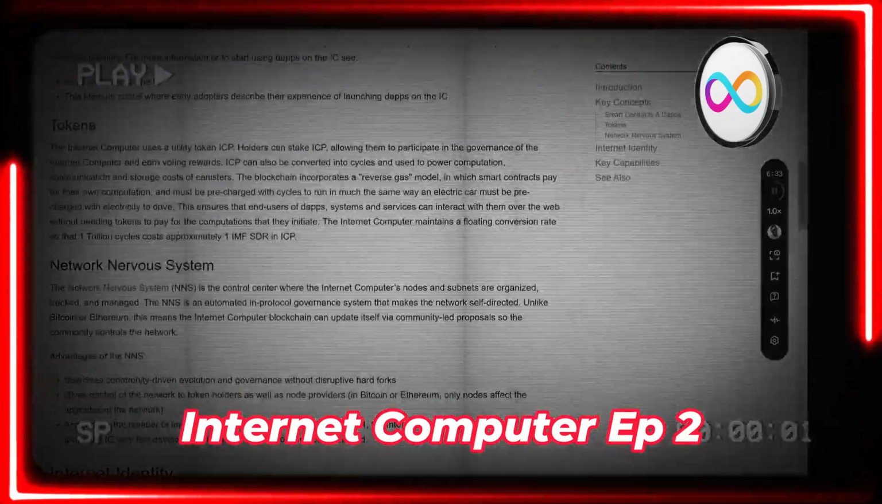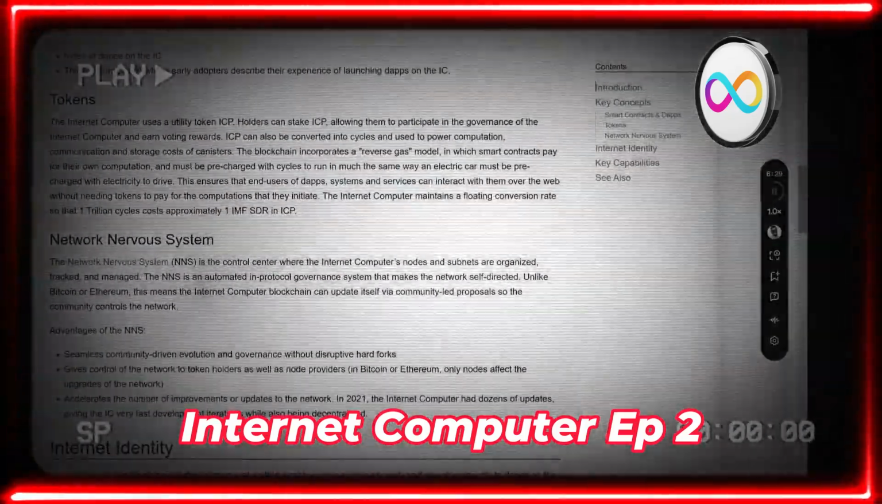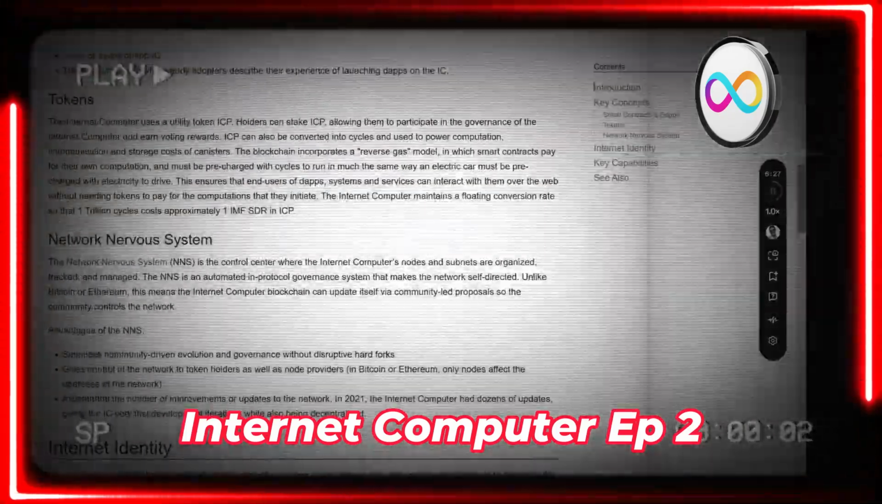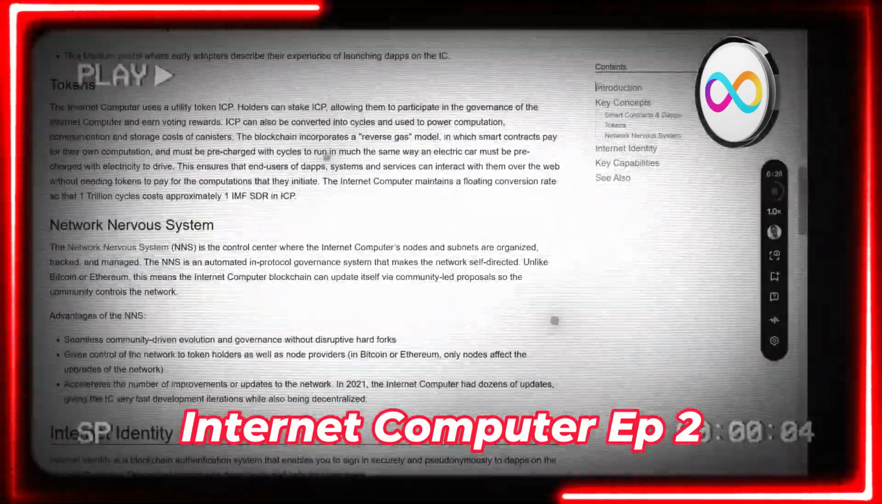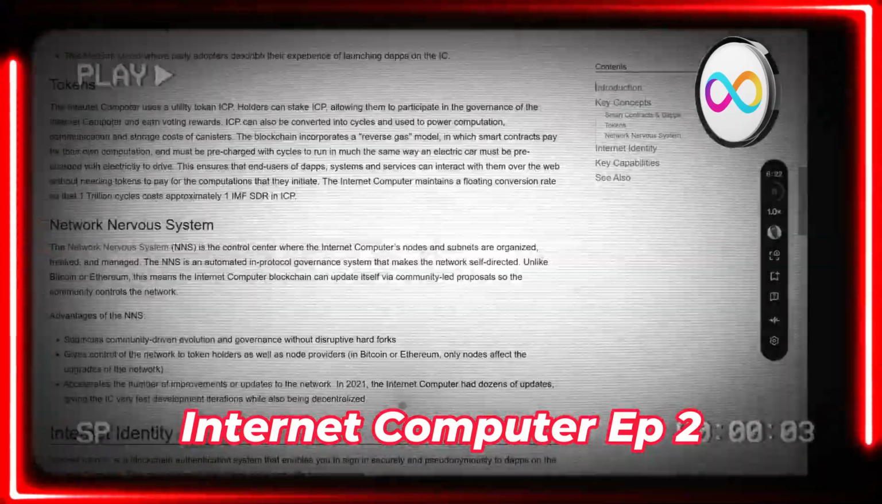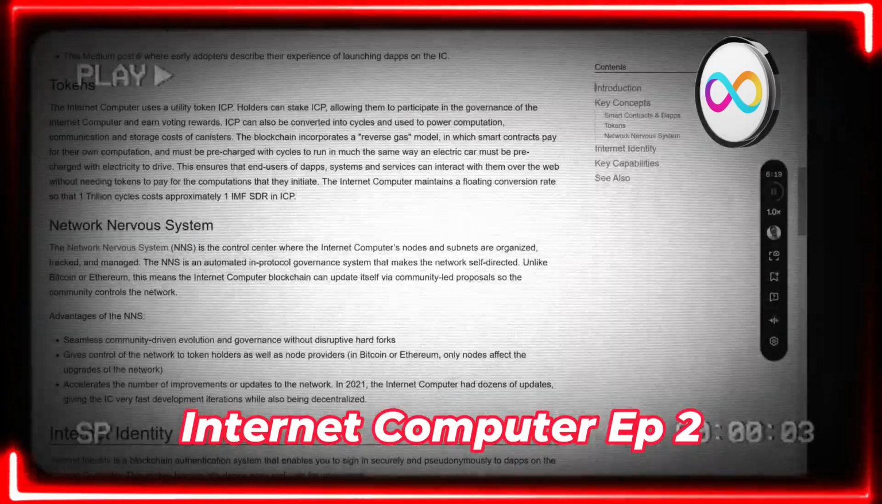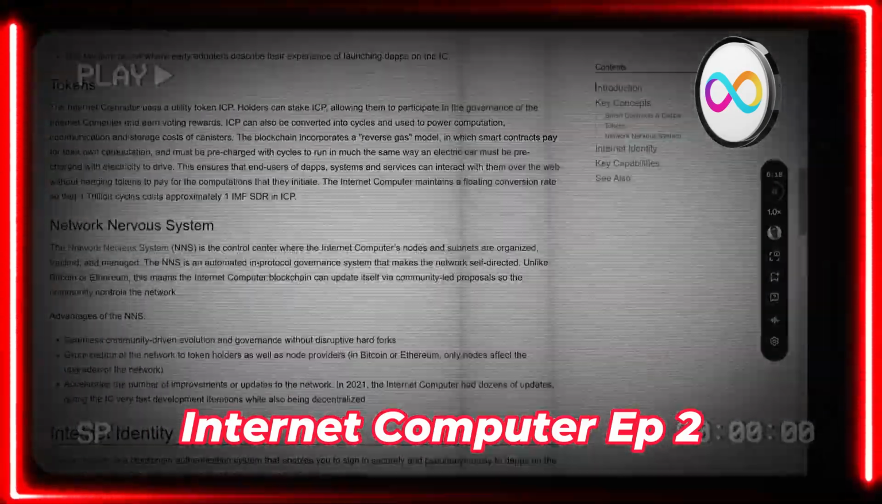Network Nervous System. The Network Nervous System (NNS) is the control center where the Internet Computer's nodes and subnets are organized, tracked, and managed. The NNS is an automated in-protocol governance system that makes the network self-directed, unlike Bitcoin or Ethereum. This means the Internet Computer blockchain can update itself via community-led proposals, so the community controls the network.